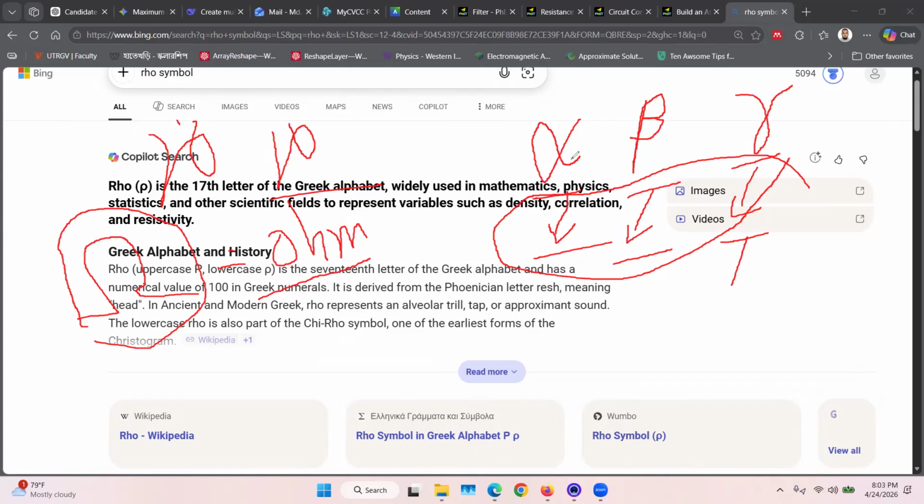So I have to fix where you are making mistakes. So this is the rho. This represents the density, and it could be charge density. It could be mass density. The question will ask for it.